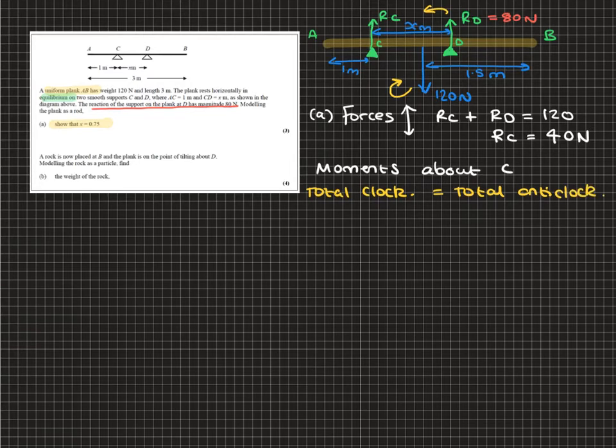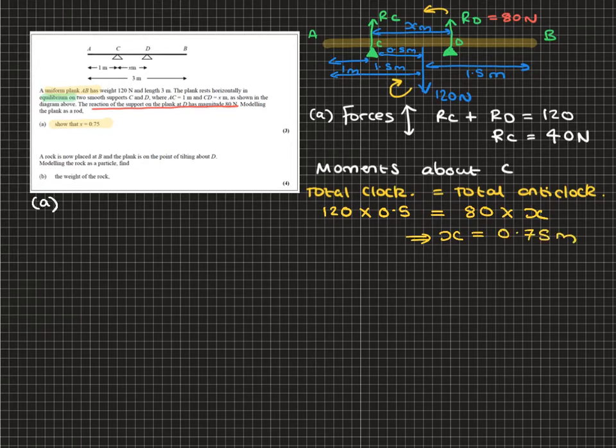So remember, our total clockwise moments equal our total anti-clockwise moments. So we know the 120 newton force is acting at a point which is 1.5 meters away from A, so that means it is a distance of 0.5 meters away from C. So we have for the clockwise direction 120 multiplied by 0.5 as the moment, and for the anti-clockwise direction we have 80, which is RD, multiplied by X. An easy matter then to rearrange this and work out that X is 0.75 meters.